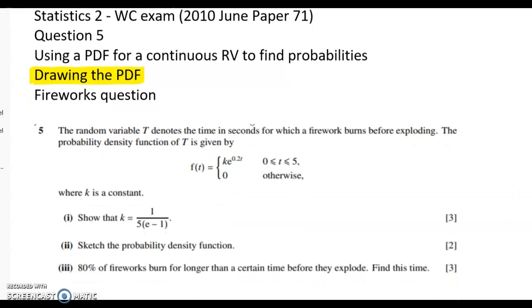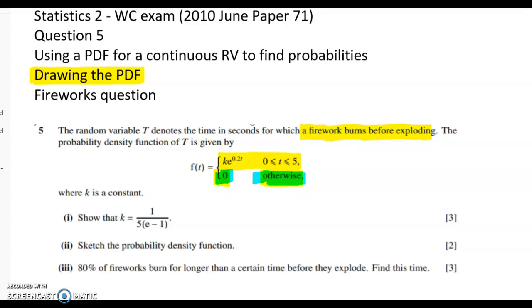Okay, so we're given a random variable t, and that gives us the time in seconds for which a firework burns before it explodes. And this is the PDF. Things to note for when I'm going to draw it. Between 0 and 5, the function is going to be above 0. But in other places, it's going to be 0. And when we draw the graph, we have to make sure that we show this. Okay, so just to be complete.